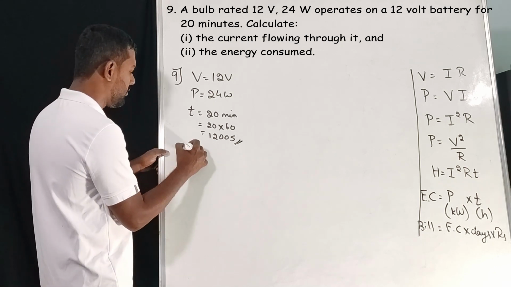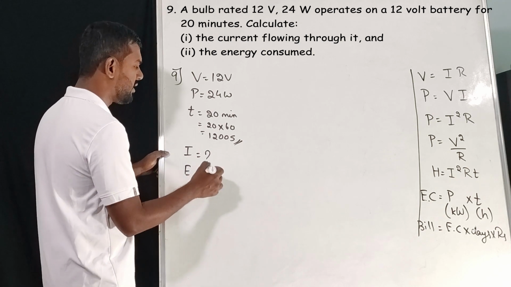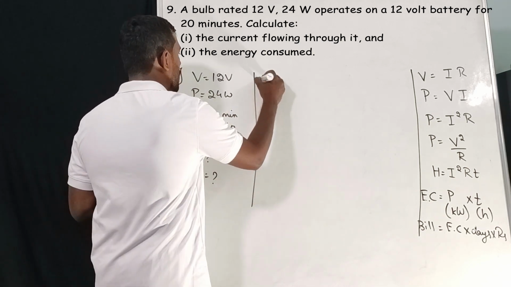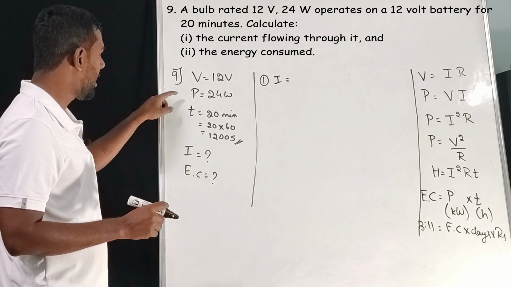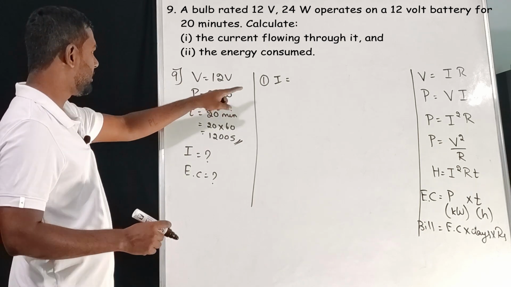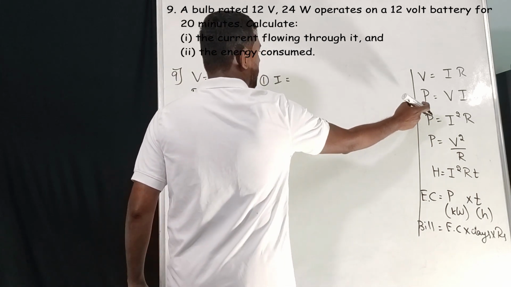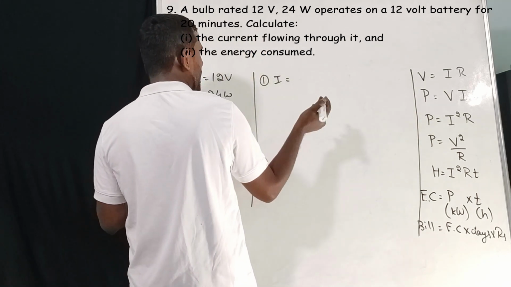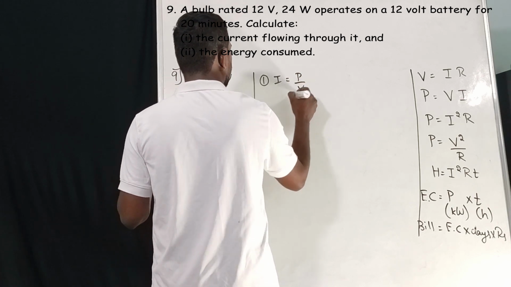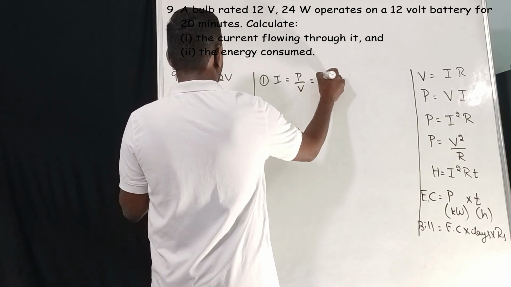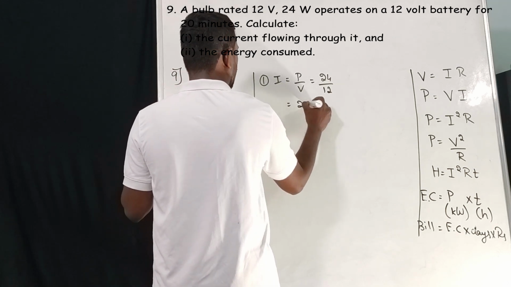We need to find the value of current and energy consumption. Easy. First we'll find the value of current. I is equal to, see, using all these data we have to find current. We can find current using P and V, correct? See, use the second formula. P is equal to V into I, correct? We need the value of I, so I is equal to P by V. P is nothing but 24, V is nothing but 12, so the answer will be 2 amperes.